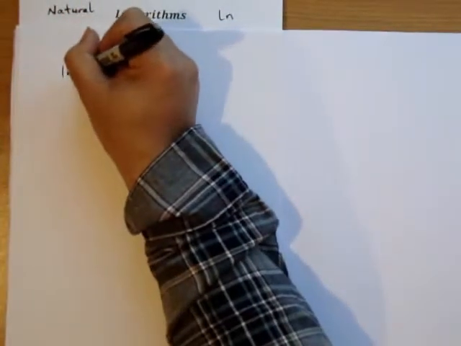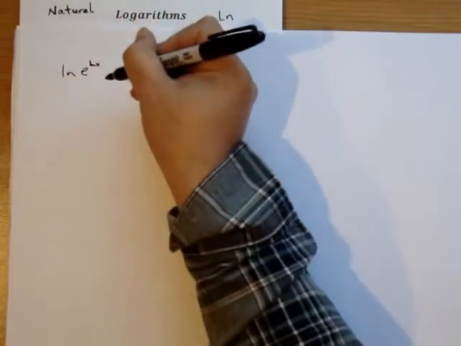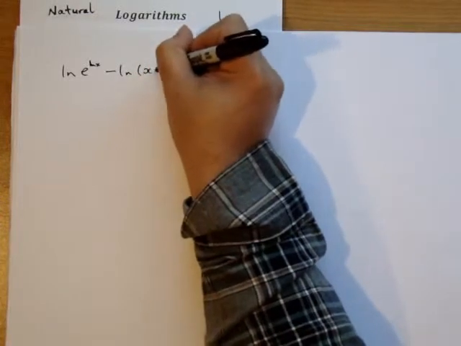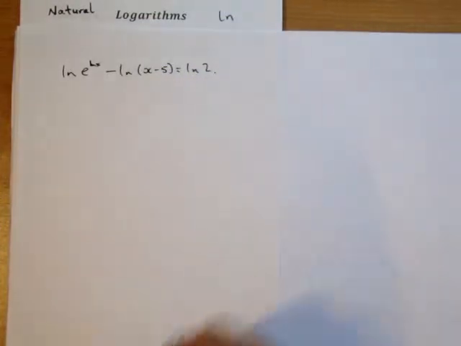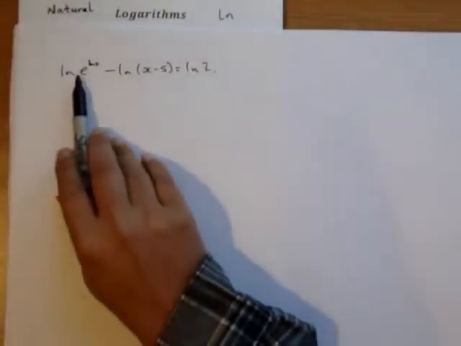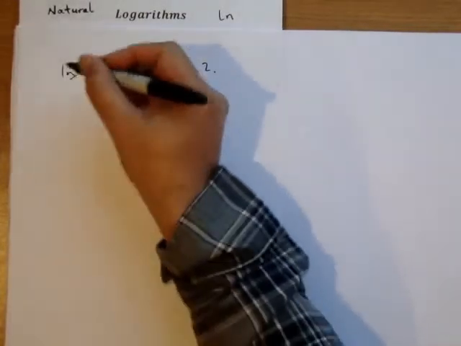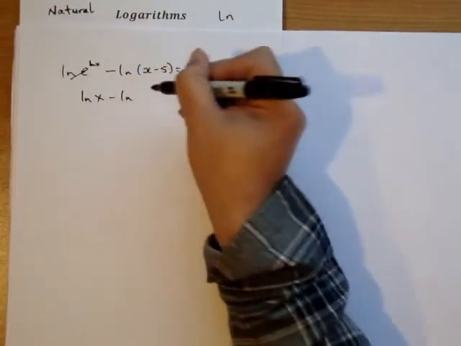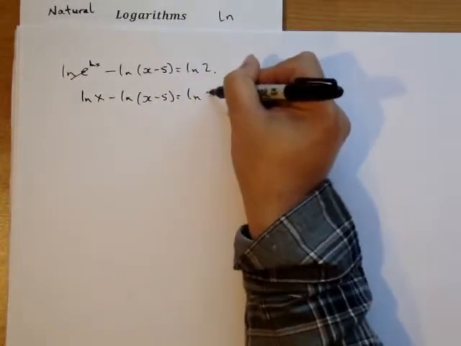Okay, in this last example, natural log of e to the power natural log x minus natural log of x minus 5 equals the natural log of 2. First of all, we see that we have a natural log and an e next to each other, so they cancel each other out, so we're left with natural log of x minus natural log x minus 5 equals the natural log of 2.